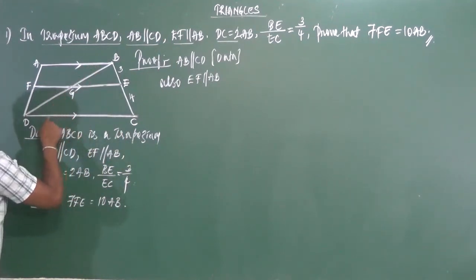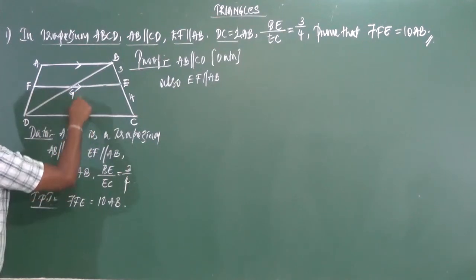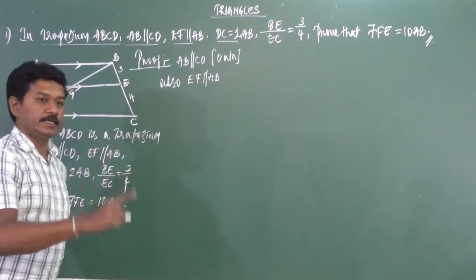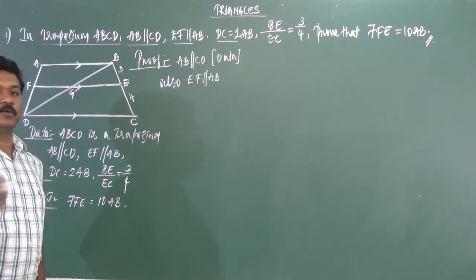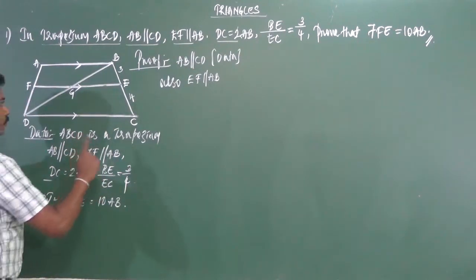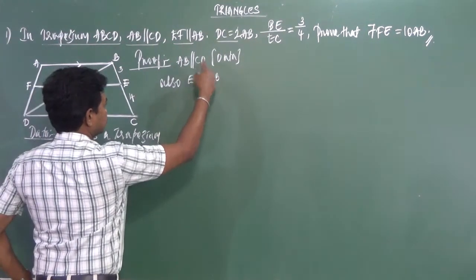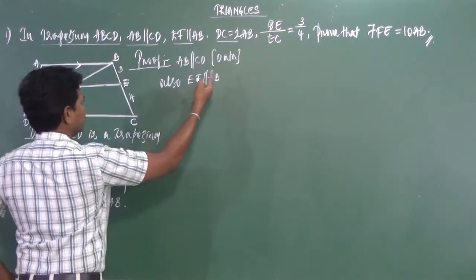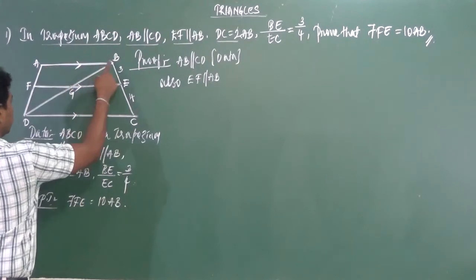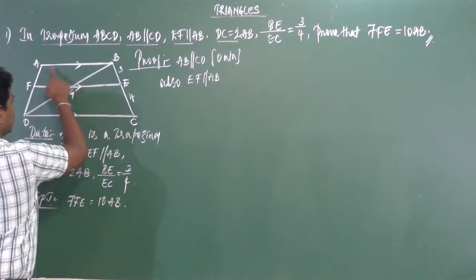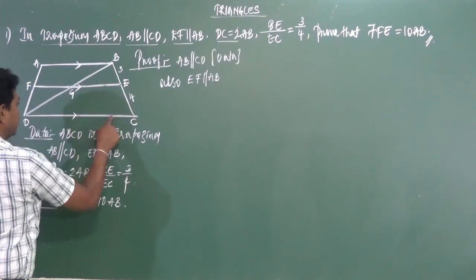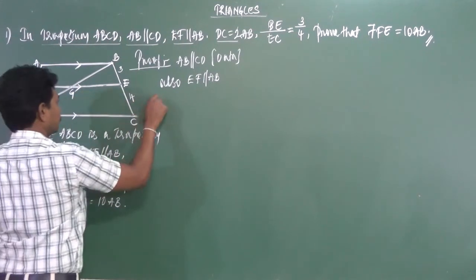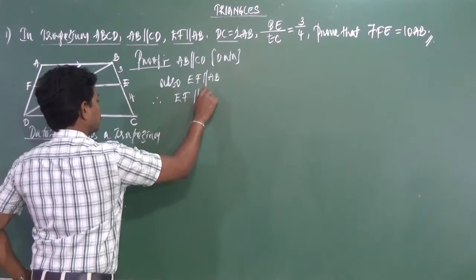That means CD as well as EF, both lines are parallel to the same line. So if two lines are parallel to the same line, then those two lines should be parallel to each other. So AB is parallel to CD and AB is parallel to EF. You can look at the figure once again. EF and CD are both parallel to AB. Therefore EF is parallel to CD.